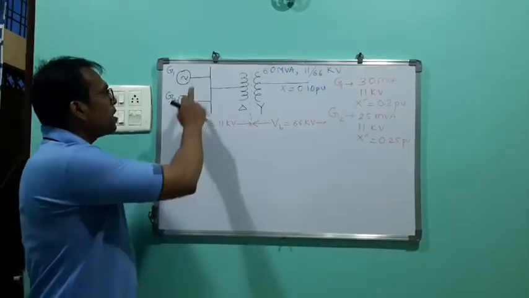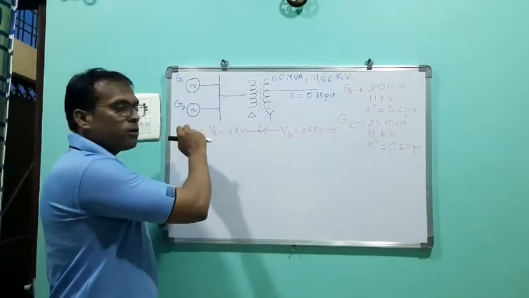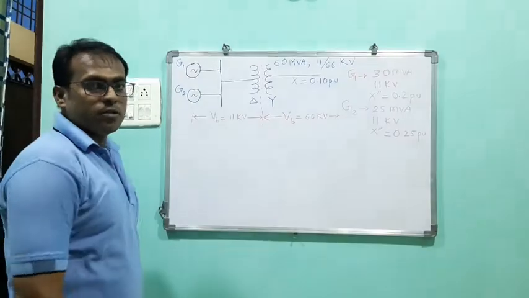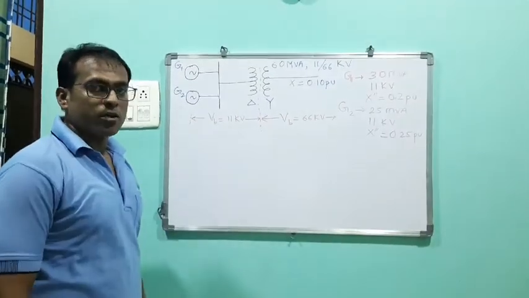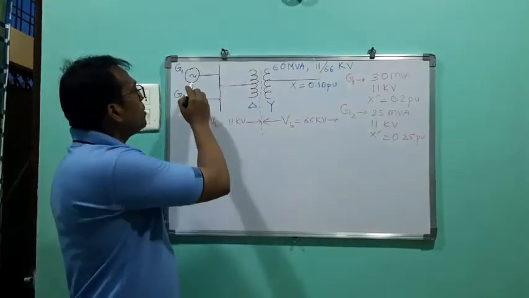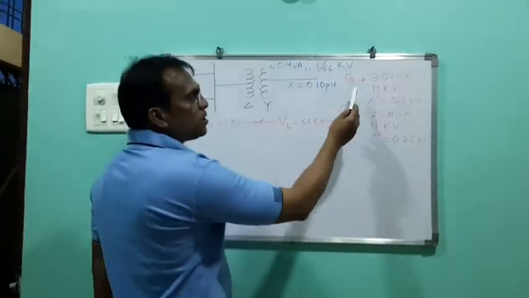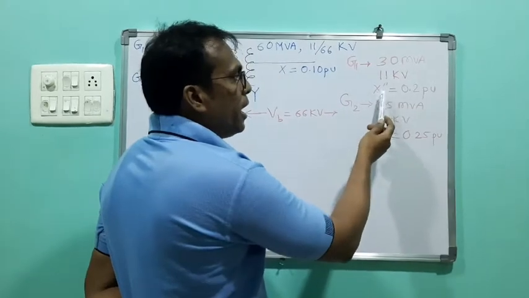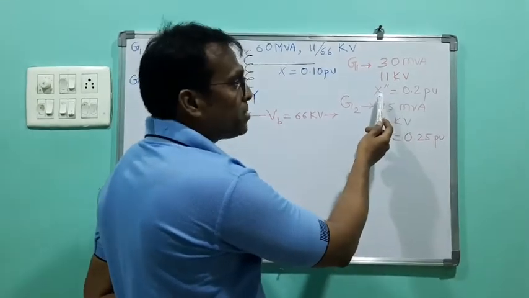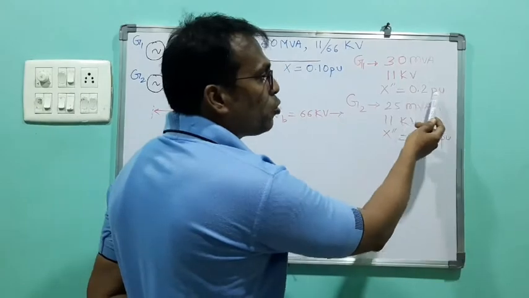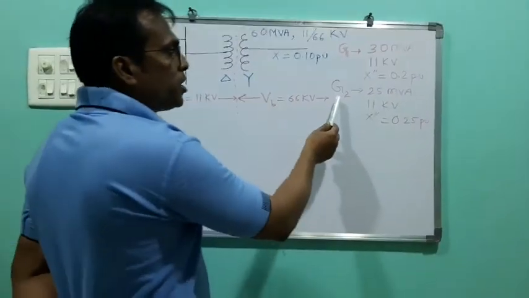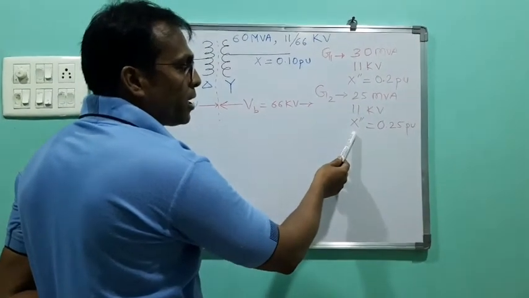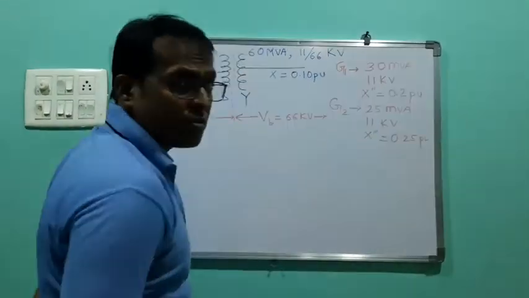In this, two generators are given. This is one transformer. In this particular numerical, the transmission line is not given. The parameters of transmission lines are not given. So what is given in the G1 and G2 parameters? The rating of G1 is 30 MVA, 11 kV, and the subtransient reactance X double dash equals 0.2 per unit. Now the rating of G2 is 25 MVA, 11 kV, and X double dash equals 0.25 per unit.